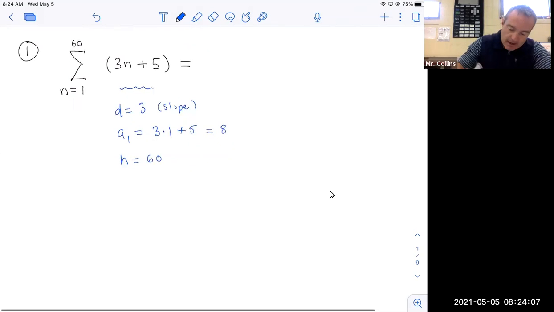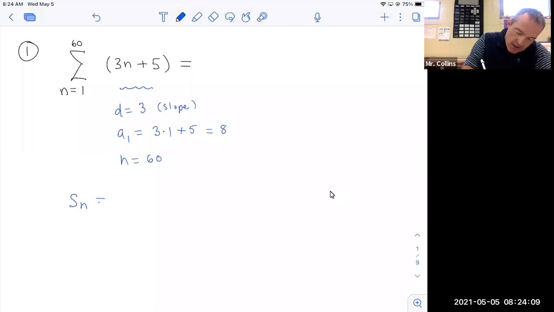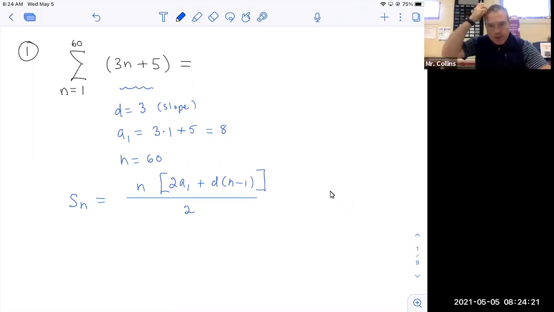I'll write out the formula. Of course, hopefully you have this memorized, but it's n over 2, and then you double the first term plus the common difference times n minus 1. If you remember, there were 2 formulas for this. If you don't know the last term, I guess I've been calling this the alternative formula.